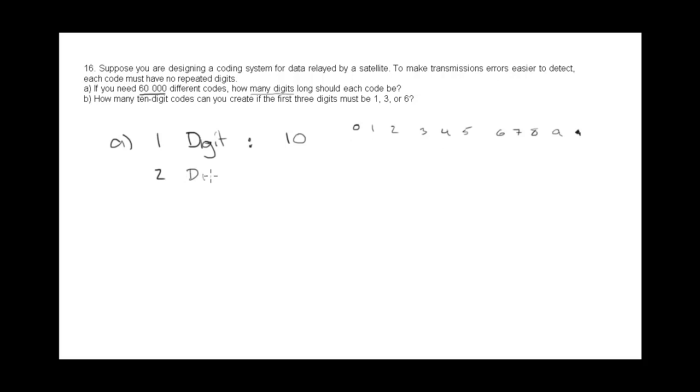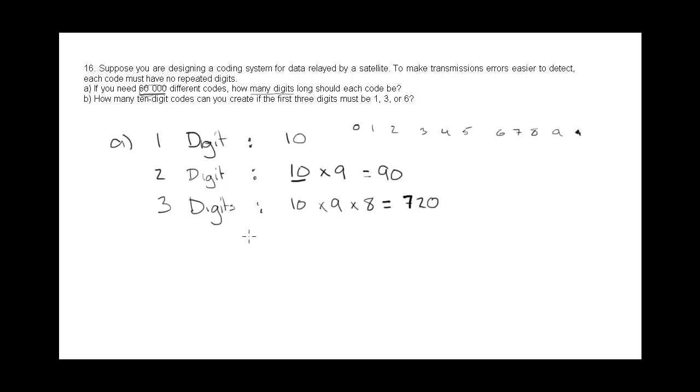So if I had 2 digits, I would be permuting 2 objects. The first could be any of these 10 numbers, and the second could be any of these numbers, but not the one I used for the first one, so it's down to 9. That would be 90 signals. Not enough to get me to 60,000. 3 digits would be 10 times 9 times 8, which would equal 720. Again, far short of the 60,000.